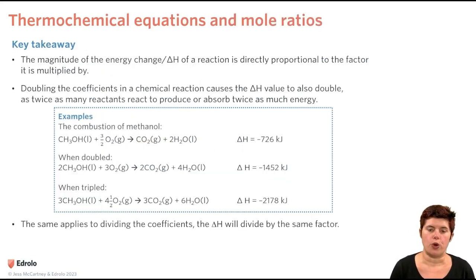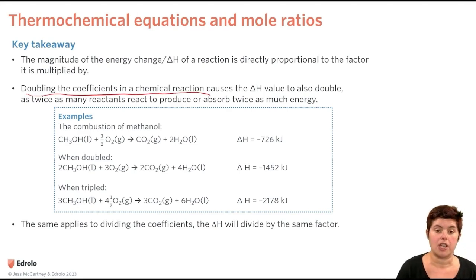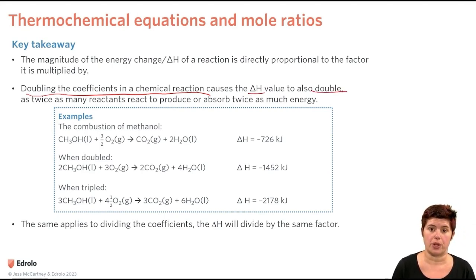Like I stated before, the moles in the equation are directly proportional to the enthalpy change of the reaction. So if you have a different number of moles from the initial equation, the enthalpy change will change as well. If we double the coefficients of the chemical equation, this will also cause the delta H to double, as you have twice as many reactants undergoing the equation, therefore producing twice as much energy or absorbing twice as much energy. It depends on what type of reaction it is.